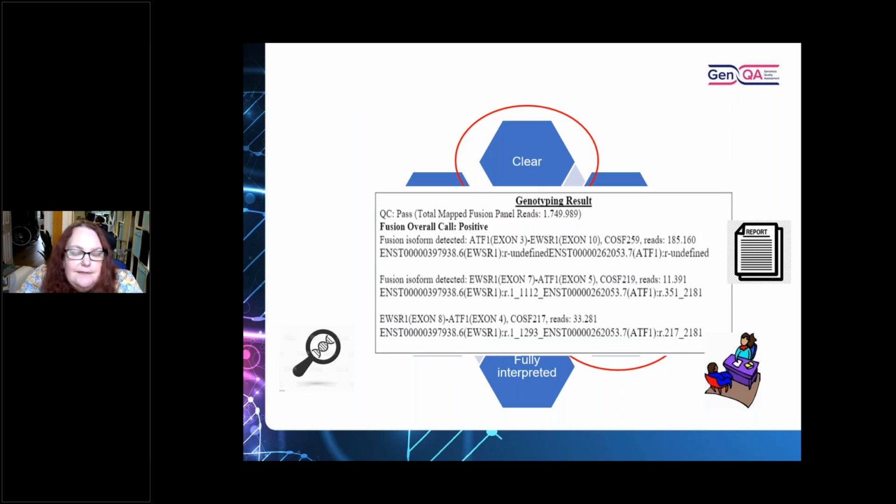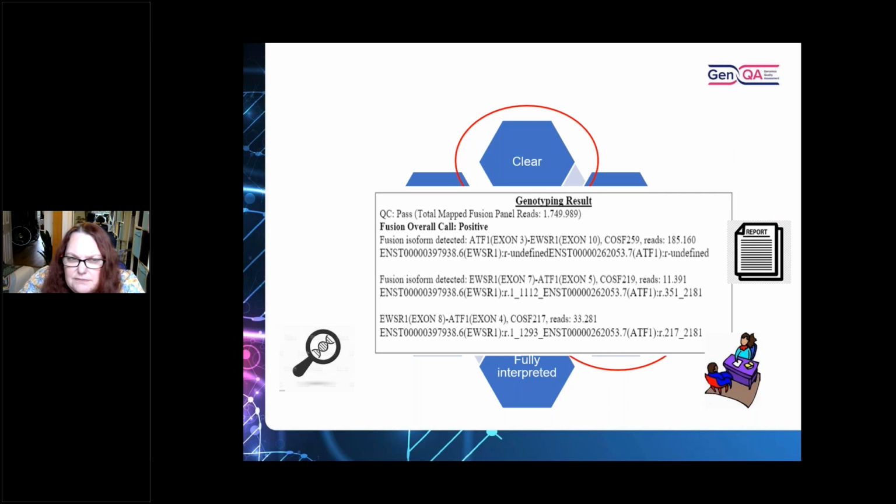Again, this is in a fusion panel result, and this is the whole content of the report that was reported by the participant. So what they've reported was that their fusion overall call was positive, and then they detected all these different things, and then they didn't say anything else. Now, if I was a clinician reading that, I'd be looking at that going, oh, there's something about ATF and EWSR1, but I don't really understand what any of this means.